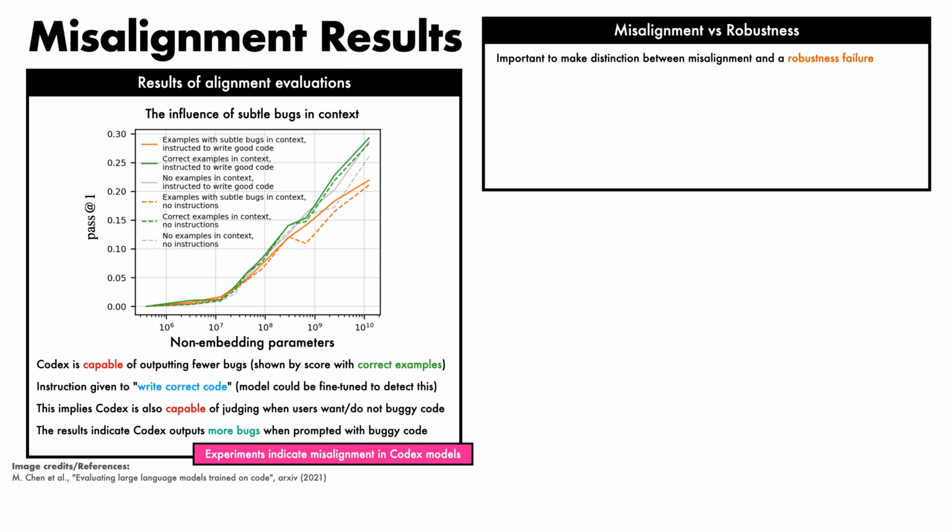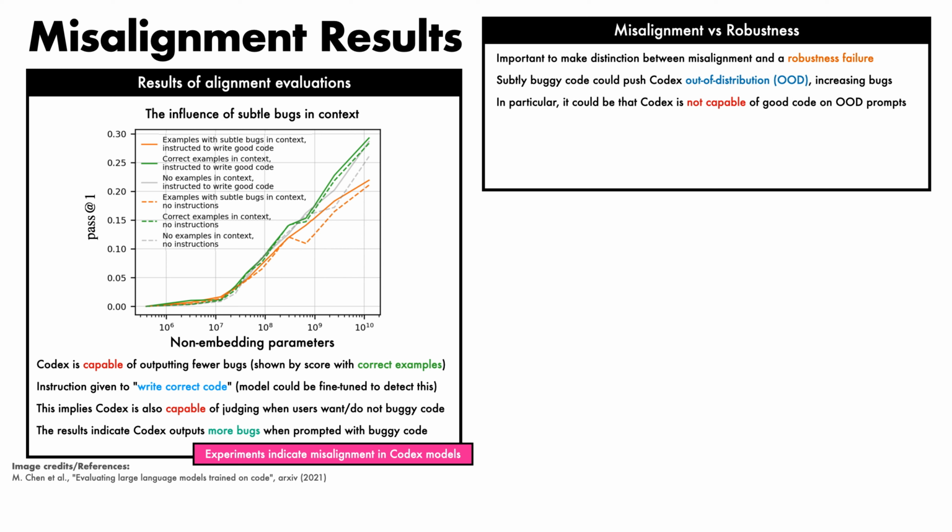It's possible that subtly buggy code could be out of distribution for Codex, and therefore produces worse, more buggy code simply because it is out of distribution. In particular, it could be that Codex is actually not capable of generating good code on out-of-distribution prompts.